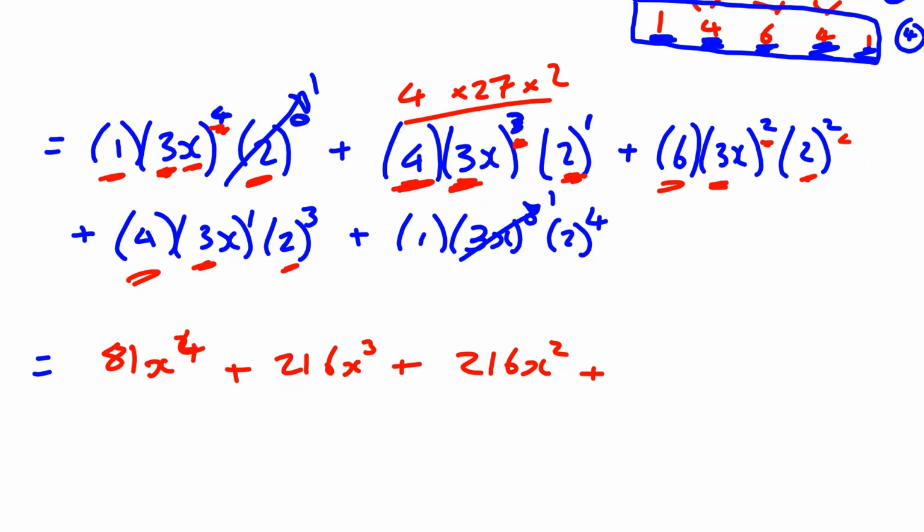4 times 3 times 2 cubed, it's going to give me 96. That's just the power of x. And finally, 1 times 2 to the power of 4, which is 16. Make sure you've got x's decreasing in powers each time, and we have our coefficients of just a single number out the front.